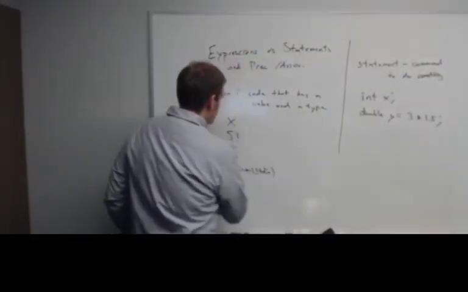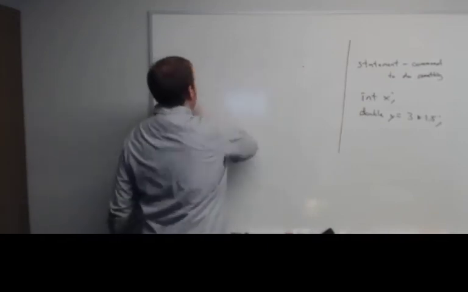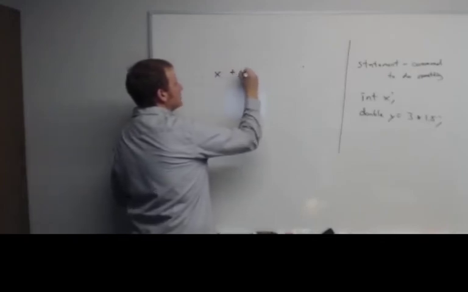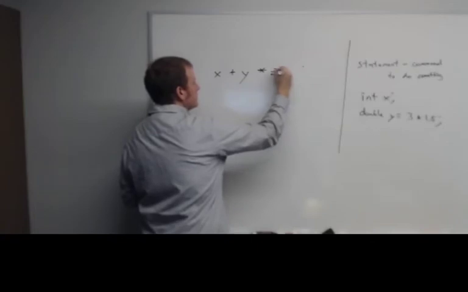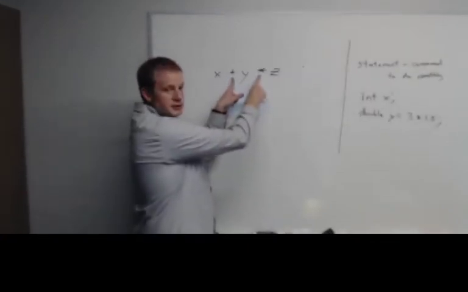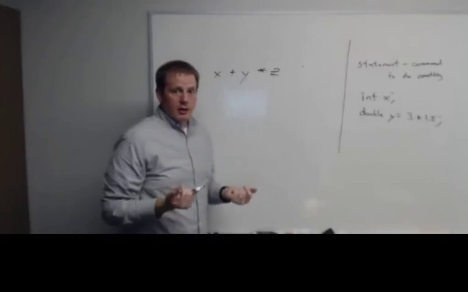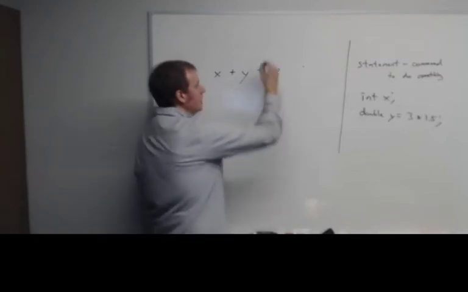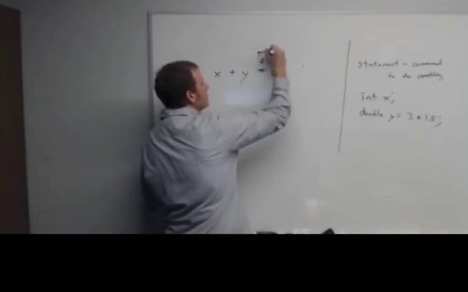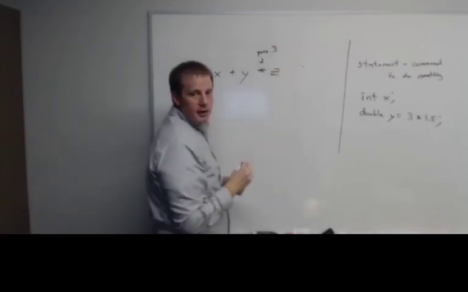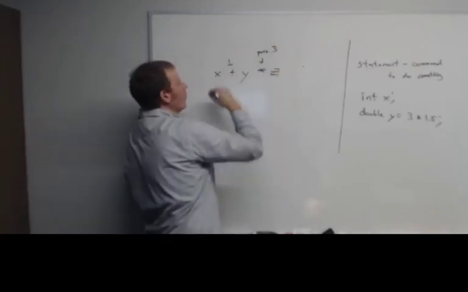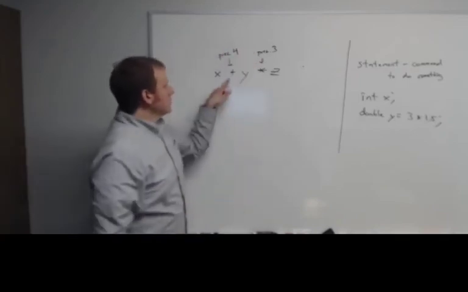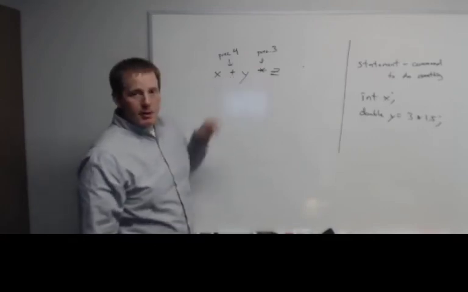So go back to the board here. If I have something like x plus y times z, I have two operations, plus and times. I need to look them both up on this chart. If you look at your chart, you'll see that multiplication has precedence 3. It's in group 3 on that chart. And addition has precedence 4, which is lower down. So since addition is lower down, the multiplication is what happens first.